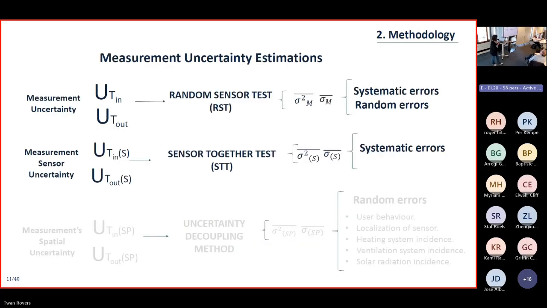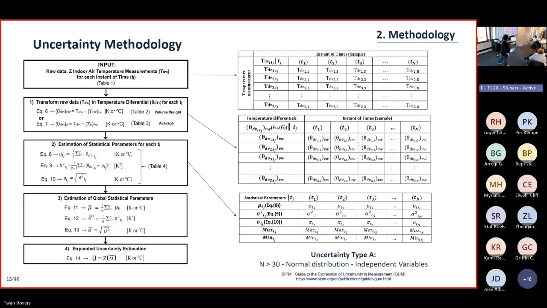I will start by explaining how I did this data analysis for the measurement uncertainty and measurement sensor uncertainty. It's based on the GUM methodology. We have intensive variables, so we have uncertainty type A, and we need independent variables. Usually people use the temperature as the sample. In our case, our samples are the instants of time, and we need to guarantee independent variables. For this reason, we transform the raw data into temperature differentials.